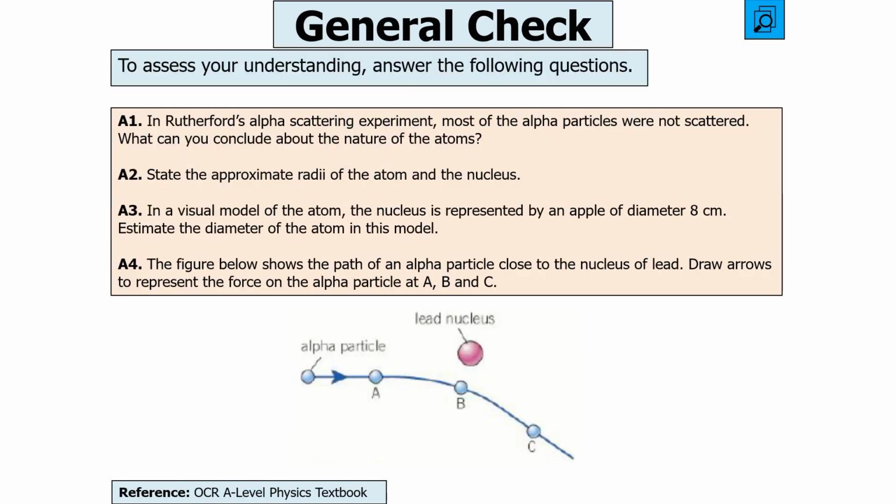The next question says, in Rutherford's alpha scattering experiment, most of the alpha particles were not scattered. What can you conclude about the nature of the atoms? State the approximate radii of the atom and of the nucleus.